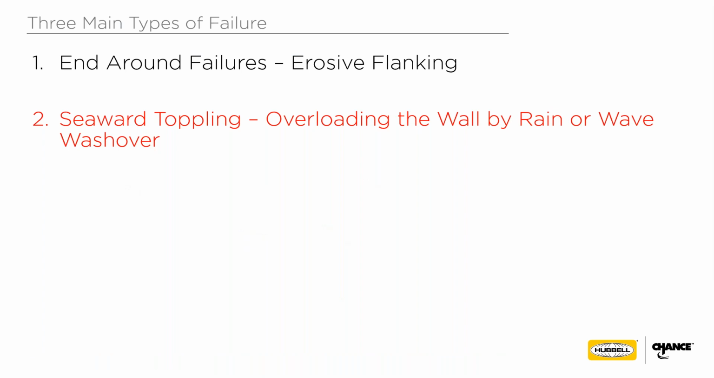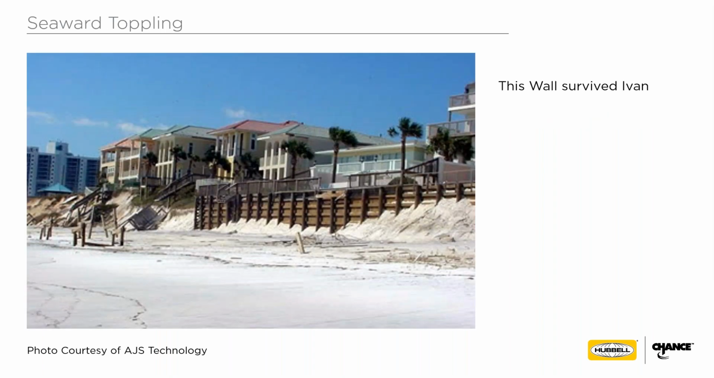The second type of failure that these structures have is seaward toppling, where the wall basically gets overloaded by hydrostatic pressure. It has way more load than it was intended to carry, and it topples over towards the sea. So here you can see this wall. Again, the sand used to be up here and it survived Ivan, a very intact looking structure, but it lost that much sand in front of it.